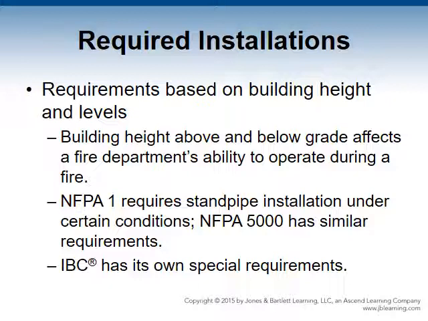2. A building has more than 50 feet above grade and contains intermediate stories or balconies. And 3. A building has more than 1 story or more than 20 feet below grade. NFPA 5000 has similar requirements, but a standpipe must be installed when the building has 4 or more stories above grade. Both NFPA 1 and NFPA 5000 have other occupancy-based requirements and restrictions.